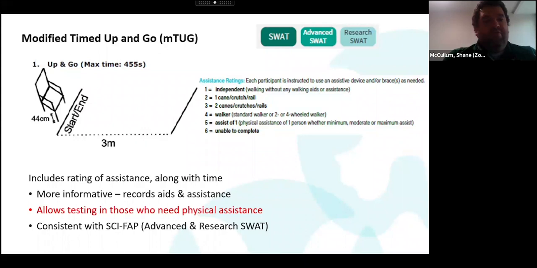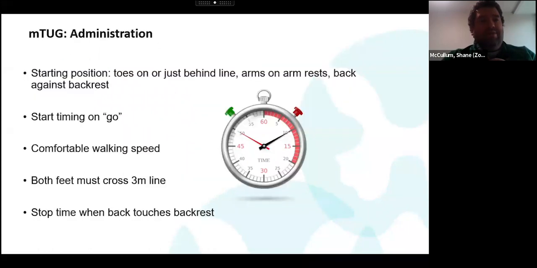So it's a bit more informative because it does record the aids and assistance. It doesn't just have the time. And it allows testing in those who need physical assistance. But as we mentioned earlier, this has to be done outside of the parallel bars, so that will limit some people at that point. And it's consistent with what's done in the CSCI-SWAT as well. So the CSCI-SWAT has 4 items, and the modified tug is one of the 4 items. So if you're doing the CSCI-SWAT, there's no need to repeat the modified tug separately. You can do it within that outcome measure. I think the next slide has more.